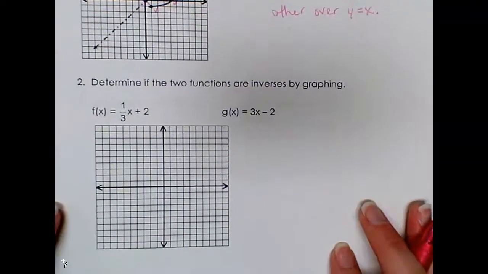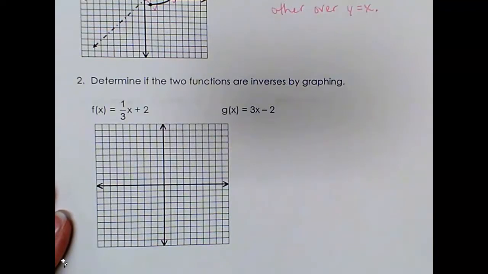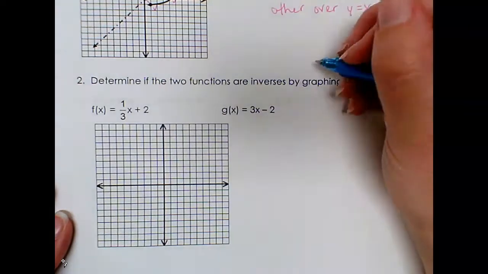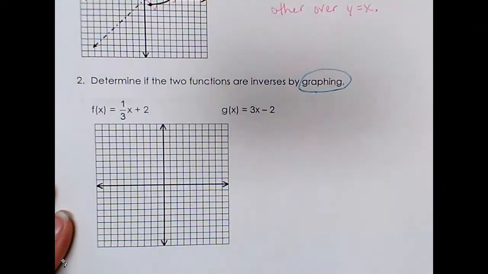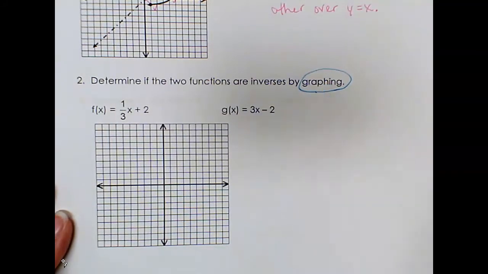Number 2 says determine if the two functions are inverses by graphing. That means I do have to graph. We're going to talk about another way to verify inverses today, but if it tells you you have to do it by graphing, then you have to do it by graphing. So the first thing I need to do is graph the two functions.